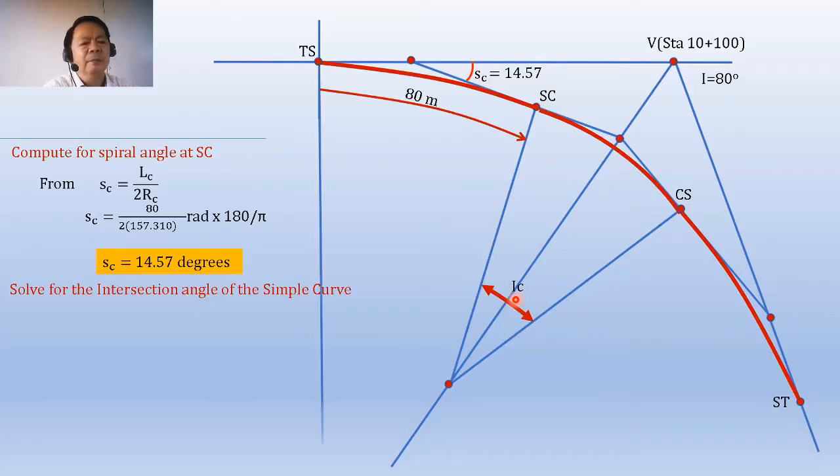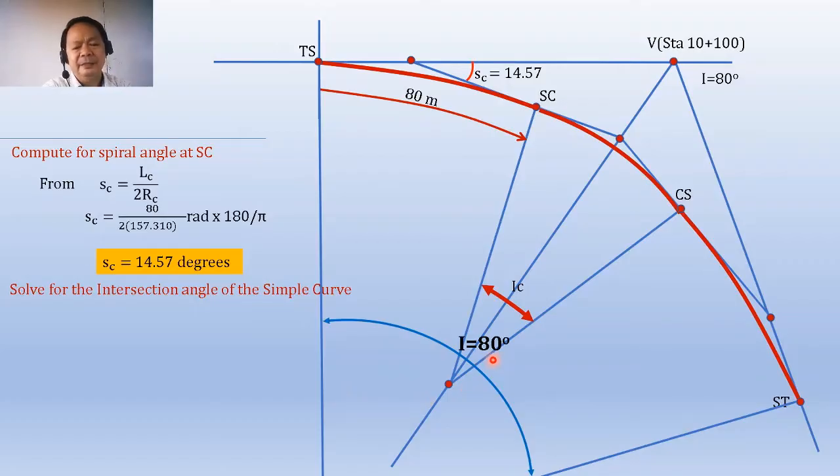How much is that? Let us try to imagine that we draw the center of the spiral. Ano? So at TS, this is taken by drawing a perpendicular line, as well as at ST. When we draw a perpendicular at ST, therefore, the total angle that is subtended by this curvature, the combination of the spiral, the simple curvature, and the spiral on the other side, is actually our intersection angle. Ito yung ating I na 80 degrees.